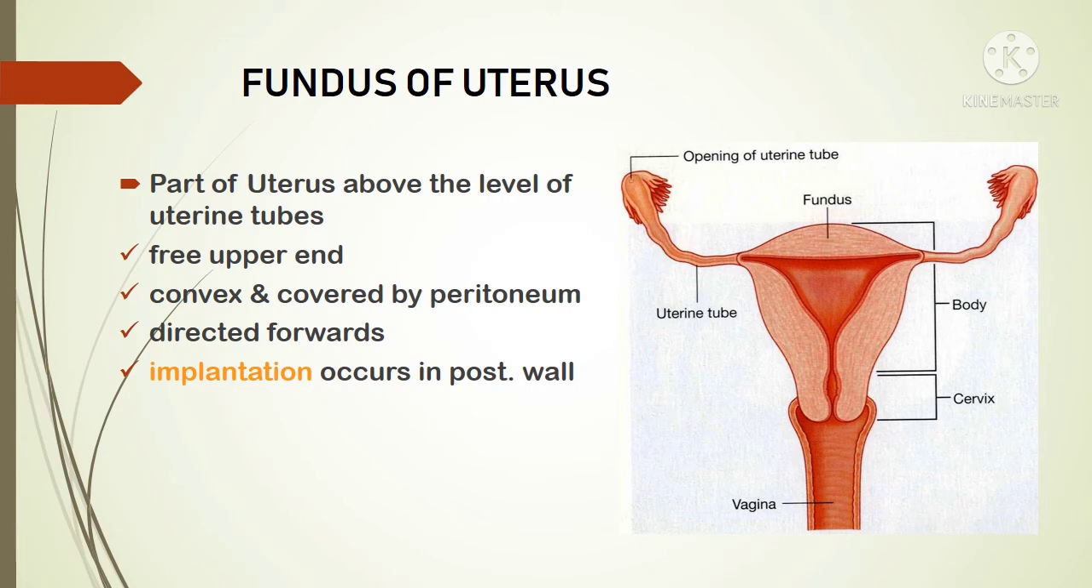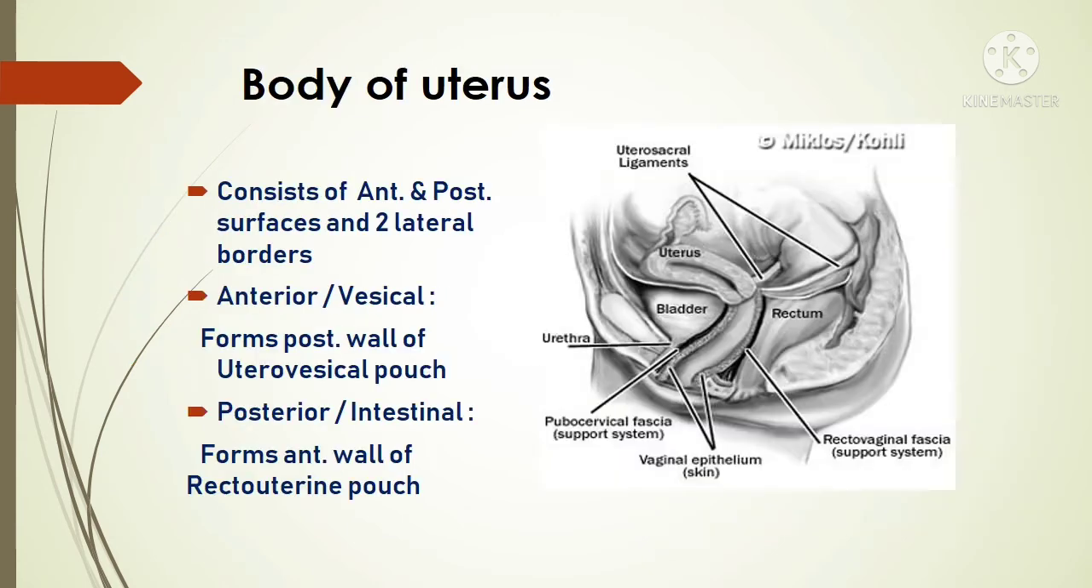It's convex and covered by the peritoneum. It's directed upwards and forwards. The implantation takes place in the posterior uterine wall. And the body of the uterus consists of the anterior and posterior surfaces and the two lateral borders. The anterior or the vesical surface forms the posterior wall of the utero-vesical pouch. The posterior or intestinal surface forms the anterior wall of the rectouterine pouch, otherwise called the pouch of Douglas.